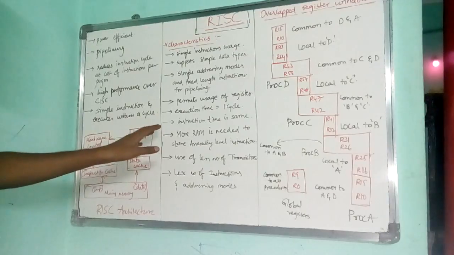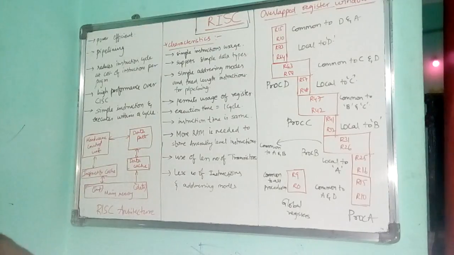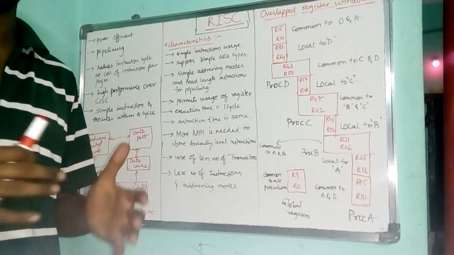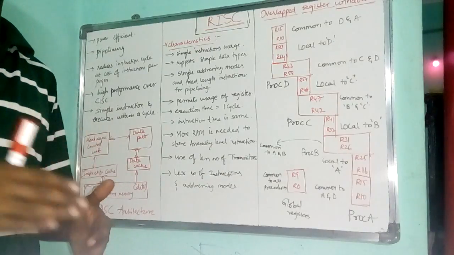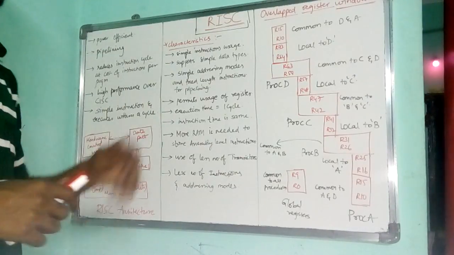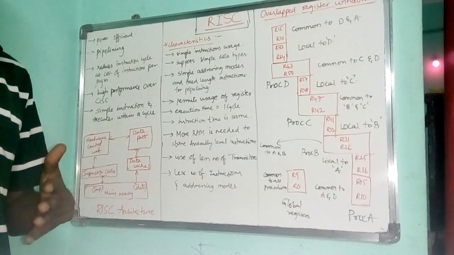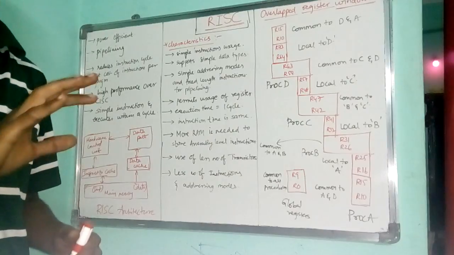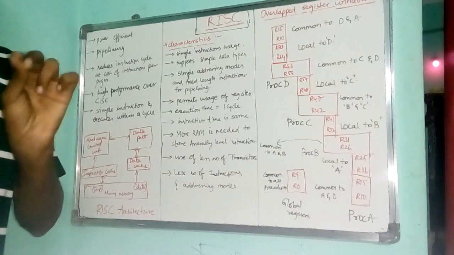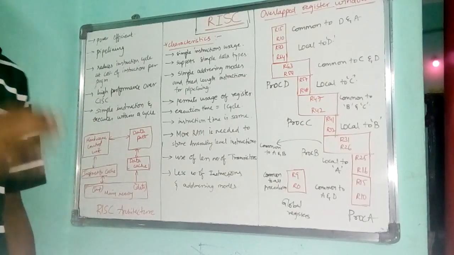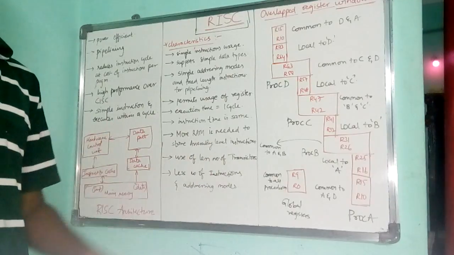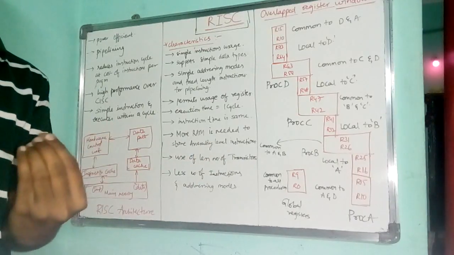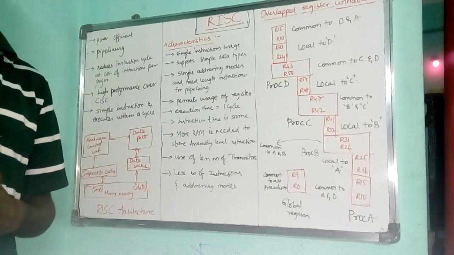Next is simple instruction and executes within a cycle. There we took the complex instruction. That's why we got the name complex instruction set computer. Here it uses only simple instructions. That means no instructions are embedded under the main instruction. Here we use just the instructions directly and we execute within a cycle. As they are simple instructions, they consume less time than compared to the complex instructions.